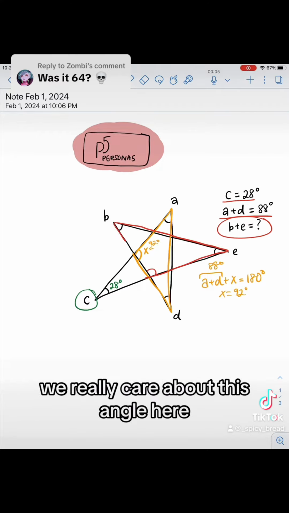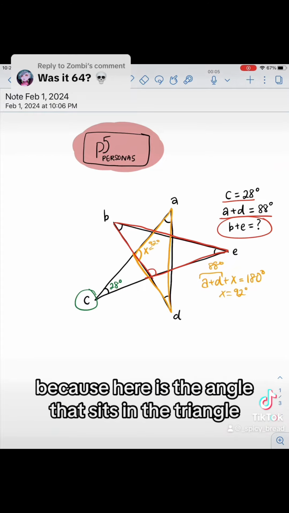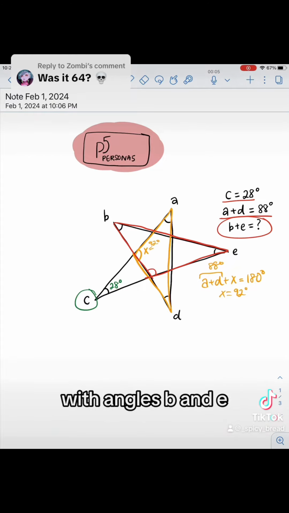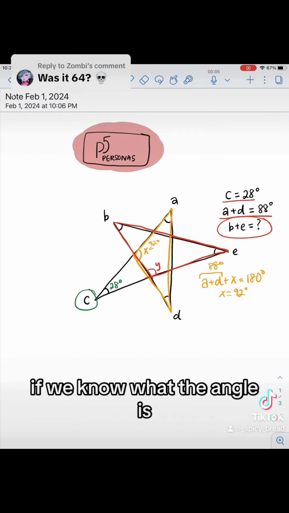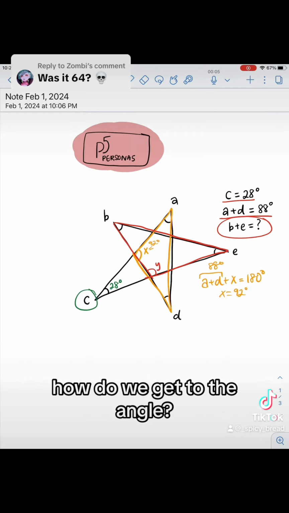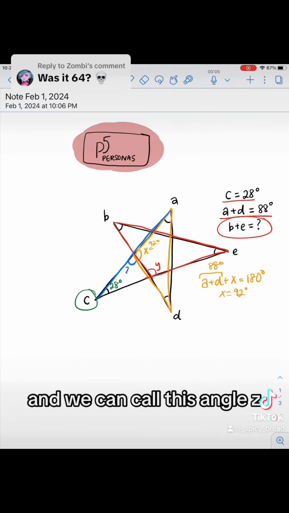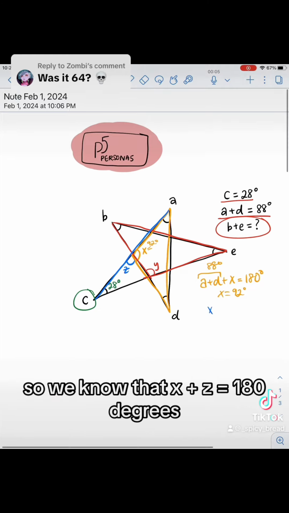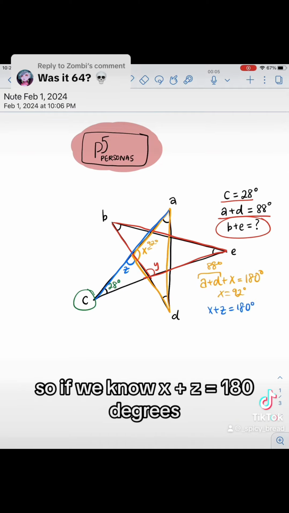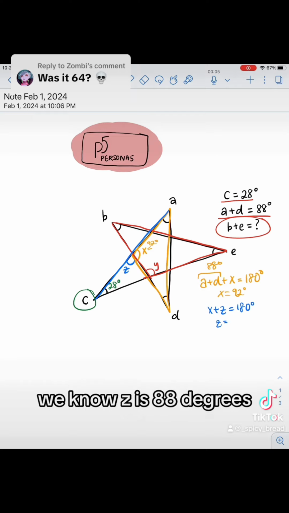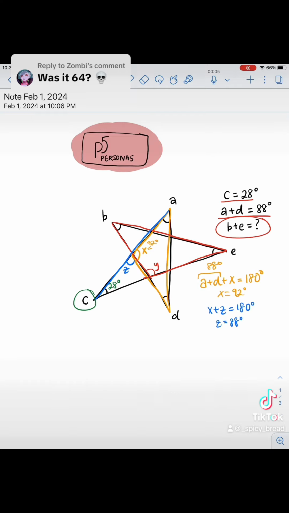If we want to know what B and E is, we really care about this angle here, because here is the angle that sits in the triangle with angles B and E, where we're going to be able to figure out what B plus E is, if we know what that angle is. Let's call it angle Y. How do we get to that angle? Well, we know that x there is a part of a line. This line. And we can call this angle Z. So we know that x plus Z is 180 degrees from our linear pair theorem. So if we know x plus Z is 180 degrees, we know Z is 88 degrees, because we know x is 92 degrees. Where do we go from here?